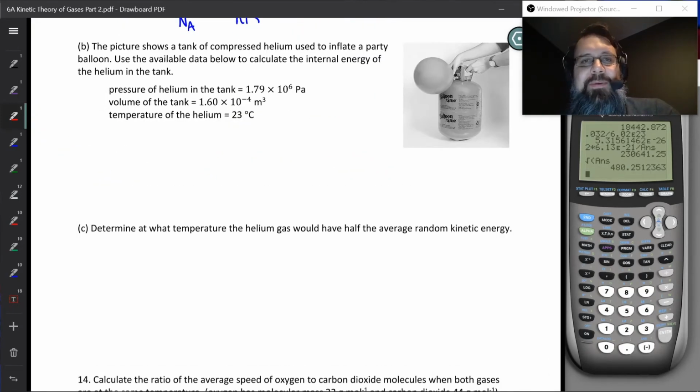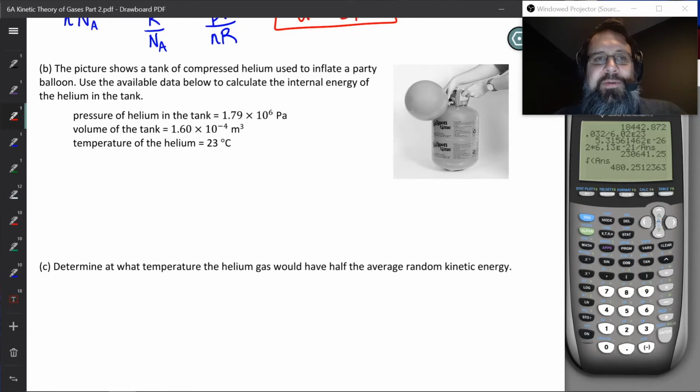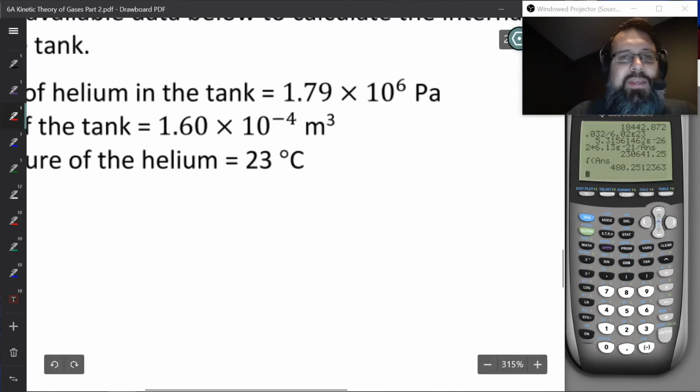Let me give you an example. The picture shows a tank of compressed helium used to inflate a party balloon. Use the available data below to calculate the internal energy of the helium in the tank. We have the pressure of the helium in the tank. We have the volume of the tank. We have the temperature of the helium. Recognize that temperature? Yeah, that's just room temperature.